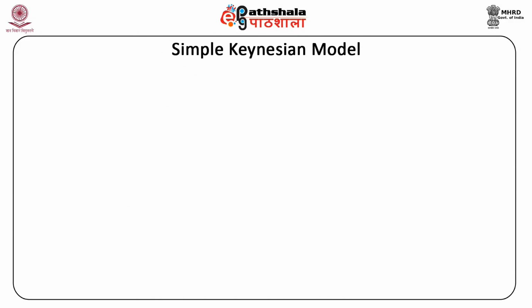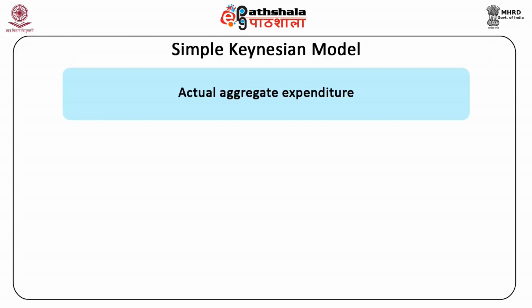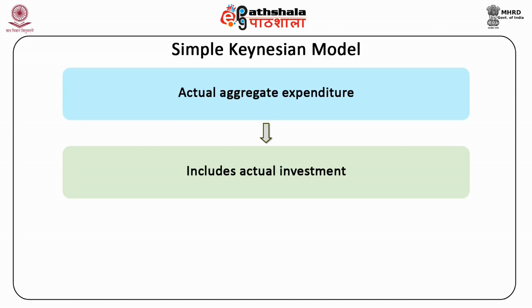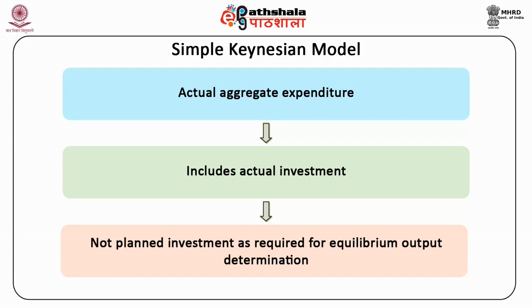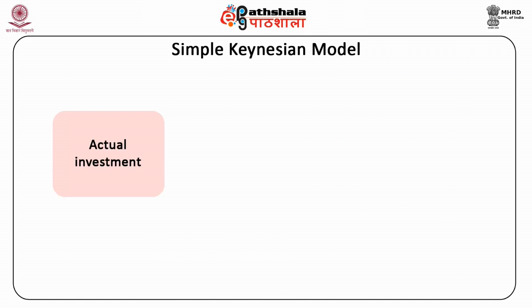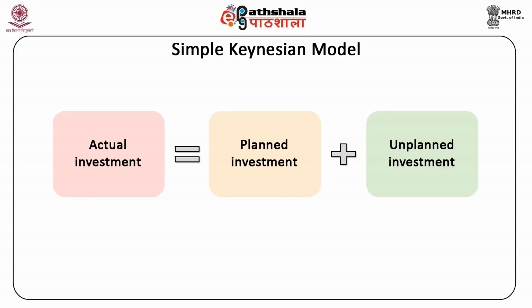Aggregate expenditure defined above is planned or desired or intended, and is different from the actual aggregate expenditure measured in an accounting context. Actual aggregate expenditure includes actual or realized investment, and not planned investment as required for equilibrium output determination. Mathematically, actual investment, IA, equals planned investment, I, plus unplanned investment or unanticipated change in inventories, IU.